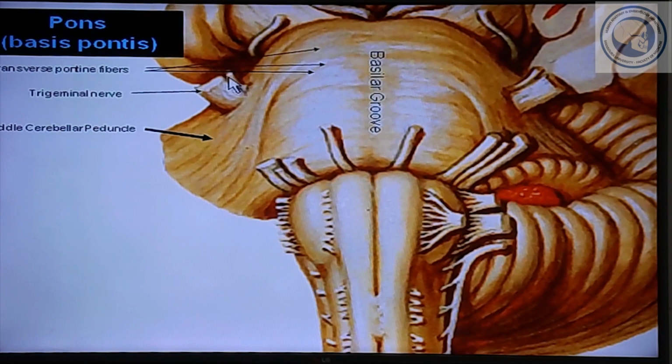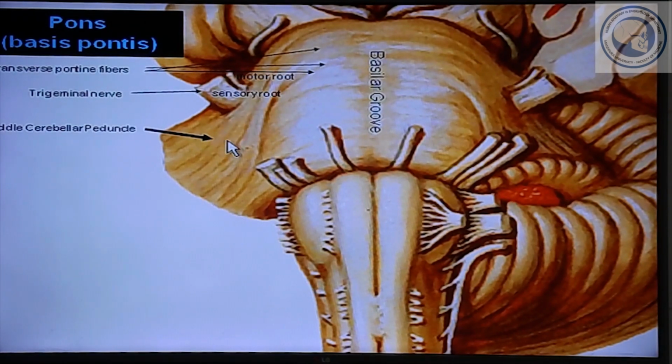Firstly, the trigeminal or the fifth cranial nerve. It arises midway between the upper and lower borders of pons, close to the middle cerebellar peduncle, and this nerve arises by two roots, a motor root medially and a sensory root laterally.